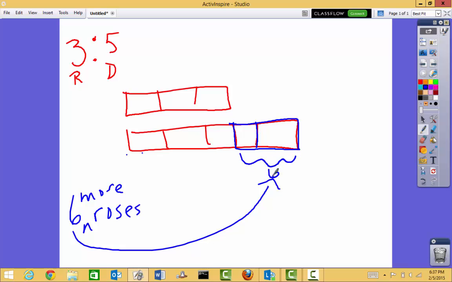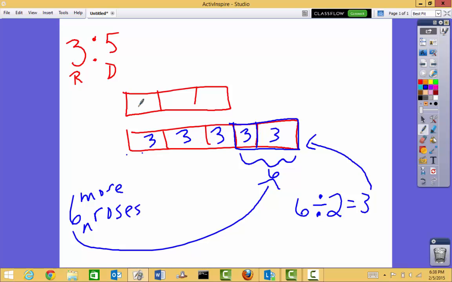So what I need to ask myself is this. 6 broken up into 2 parts is what? What part do I put in here and in here that equals 6? What plus what equals 6? Well, I have 2 ways. I can just know that it's 3, or I can do 6 divided by my total number of parts. In this case, I have 2 parts. So 6 divided by 2 is 3. Now, since all my parts are equal, every part is going to be 3.